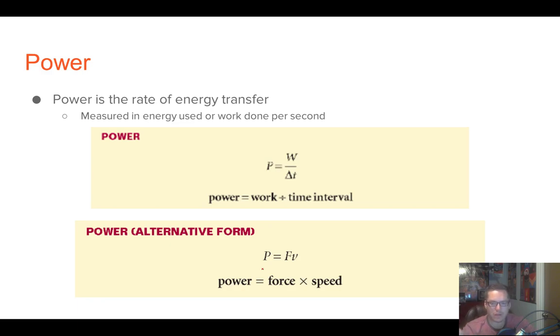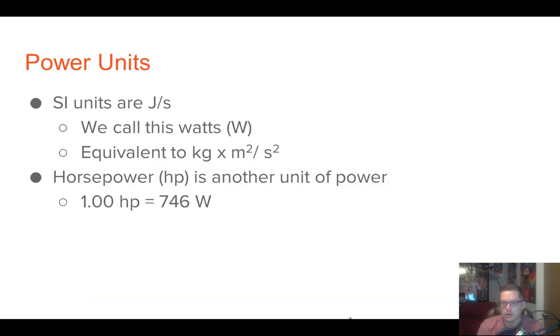Power is equal to work divided by the time interval, okay? And remember to always use joules for work and seconds for time. The alternative form of this formula is also pretty handy: it's the force of whatever you're doing times the speed. Force times speed, or work over time. Units are joules per second.